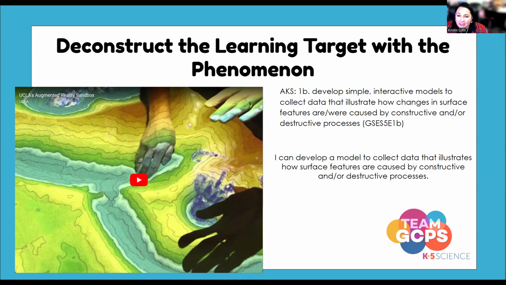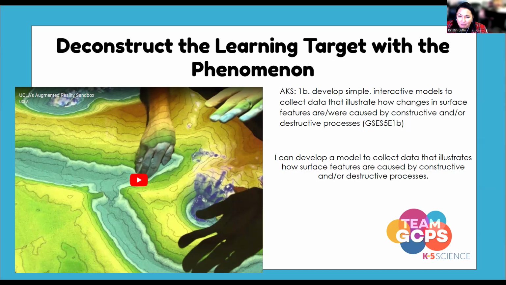So here we have an AKS for fifth grade. The AKS says develop simple interactive models to collect data that illustrates how changes in surface features are or were caused by constructive and or destructive processes. So our I can statement is I can develop a model to collect data that illustrates how surface features are caused by constructive and or destructive processes.